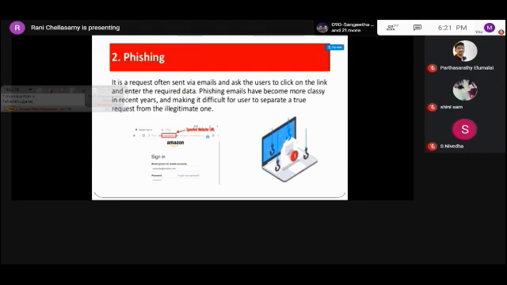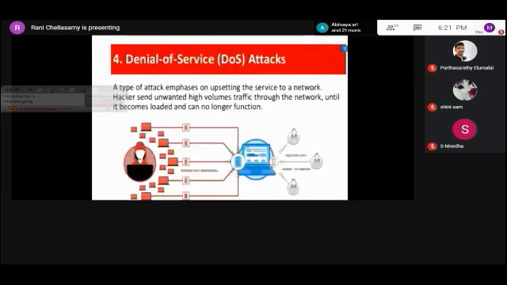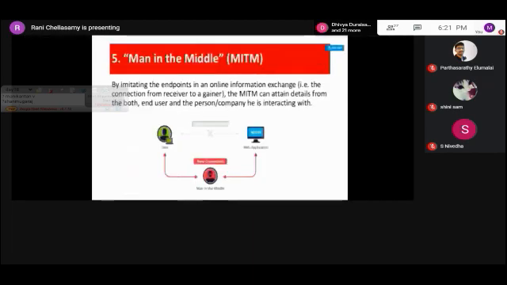Password attack we have already seen, where a third party tries to access the system by cracking the password. Denial of service attack also we have seen, where the web server gets overloaded by receiving requests continuously. The ultimate result will be the crashing of systems, networks or servers. Man in the middle we have also already seen. Moreover, whatever threats we have seen all come under attacks also.